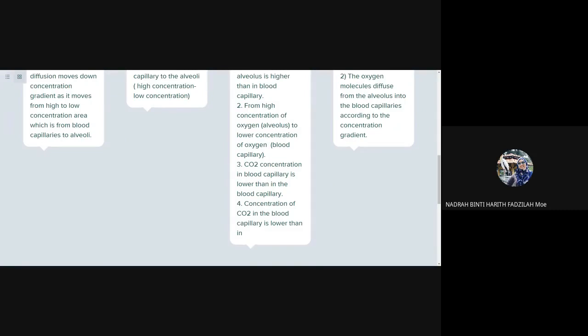Sekejap ya, saya tengah hantar personal message. Okay, Halis punya pun okay.